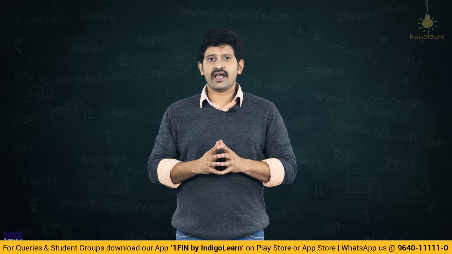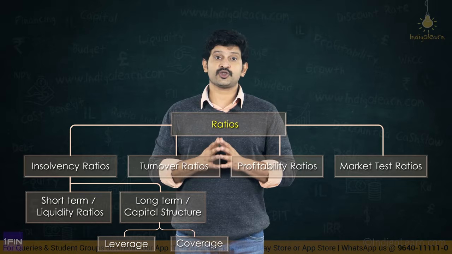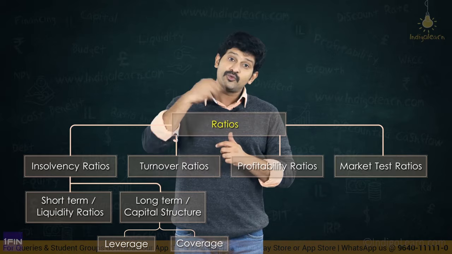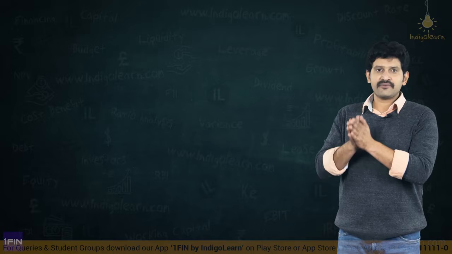So, where did we start from? We said different heads. What are the different heads? Short-term solvency ratios, then long-term solvency ratios. In long-term solvency ratios, we had leverage ratios and coverage ratios. Leverage ratios are capital structure ratios. Then we moved on to turnover ratios, then profitability ratios, where we saw profitability on the basis of sales and on the basis of investment. Then lastly, we saw market test ratios. So, let's begin from short-term solvency ratios.